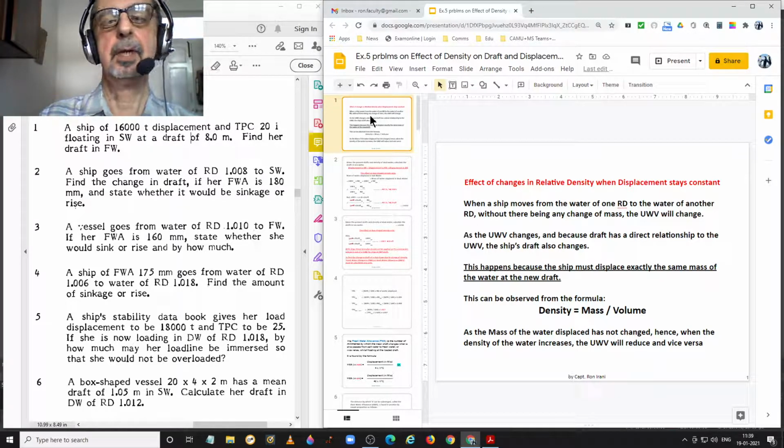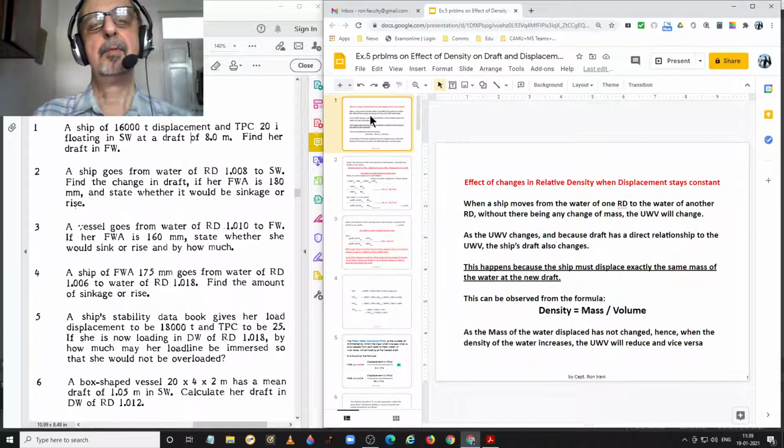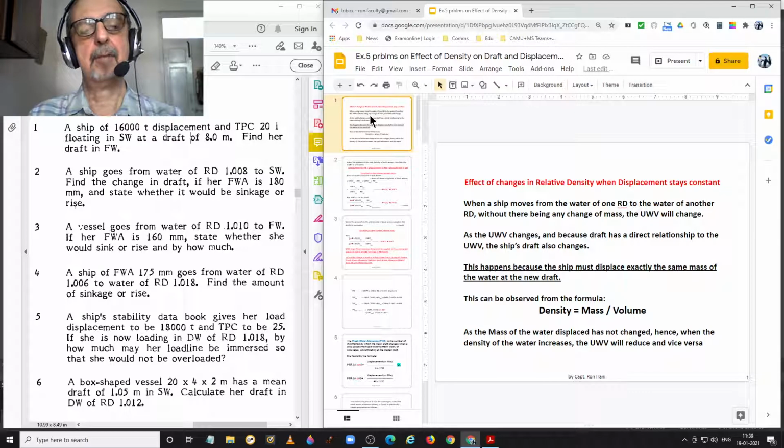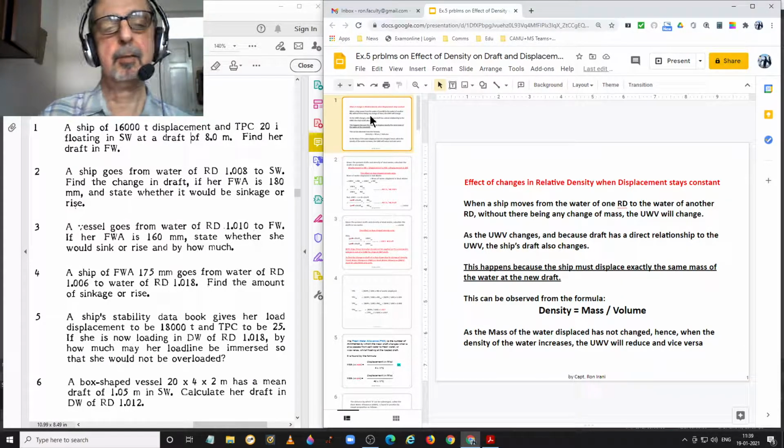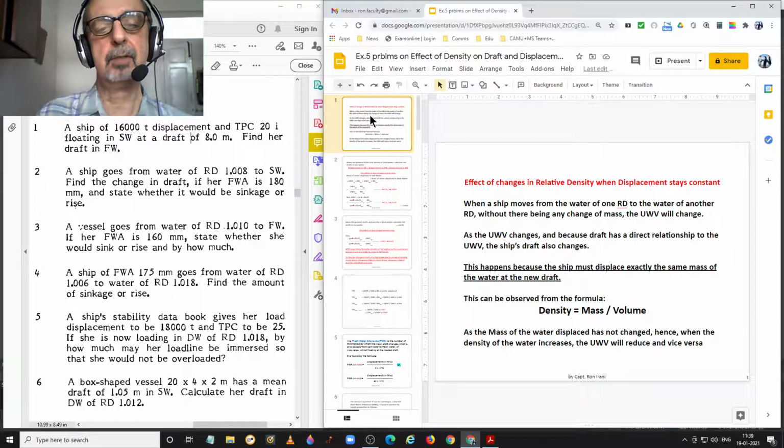In this video, I will be explaining the solution to problems in exercise 5 based on chapter 5, Effect of Density on Draft and Displacement from Captain Subramaniam's textbook, Ship Stability 1. Before I start with the problems, I will take you through a few slides explaining the theory and the formula that will be used in solving these problems.